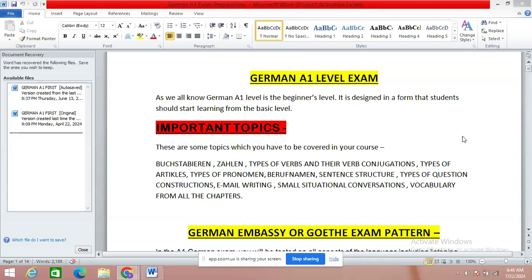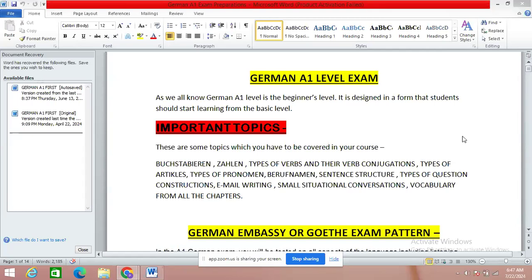This is the basic level, the beginner's level, and this curriculum is designed in a form that students are going to start from the very basic level, like starting from the alphabets, numbers, then nouns, pronouns, verbs, and then slowly we are moving ahead to know how to construct the sentences, then writing down the emails, doing the conversation. Like these are the steps, the procedure which we follow when we study in our German A1 level course.